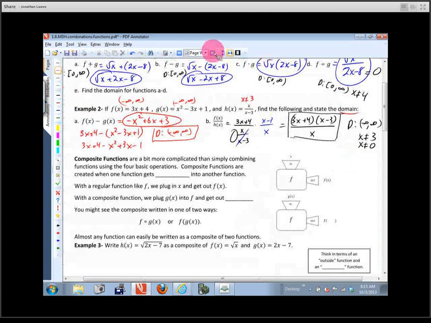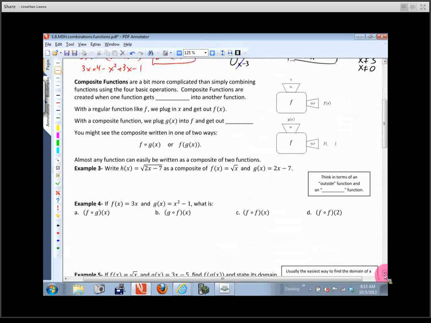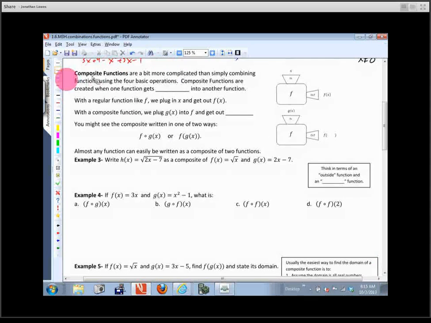Okay, that's how we add and subtract, multiply and divide, and figure out the domain. Now we're going to talk about something called composite functions. Okay, raise your hand if you've heard of composite functions before. Okay, a couple of you. Okay, so here's what we want to go over. Adding, subtracting, multiplying, and dividing, those are just a couple of ways that we can combine functions. Another way that happens quite a bit is we do what's called a composite. And a composite is when one function gets plugged into another function.